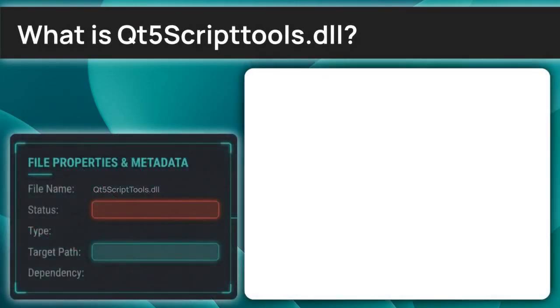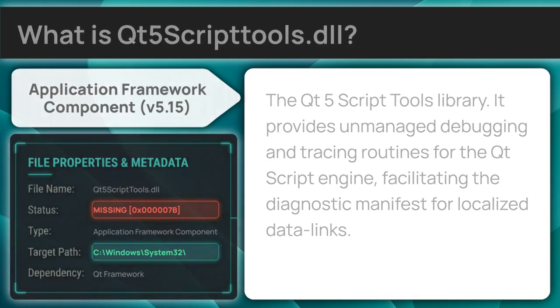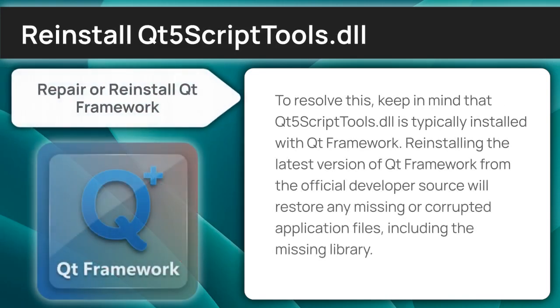This is the Qt5ScriptTools library. It provides unmanaged debugging and tracing routines for the Qt script engine, facilitating the diagnostic manifest for localized data links. Now that the background is clear, let's walk through the actual installation steps. To resolve this, keep in mind that Qt5ScriptTools.dll is typically installed with Qt Framework.